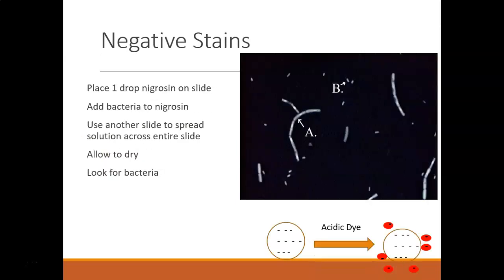In the simple stain technique, we take the bacteria and we put them on the slide. We heat fix them to the slide, and then we add a drop of basic dye. So the basic dyes that we typically use are crystal violet, safranin, and methylene blue.